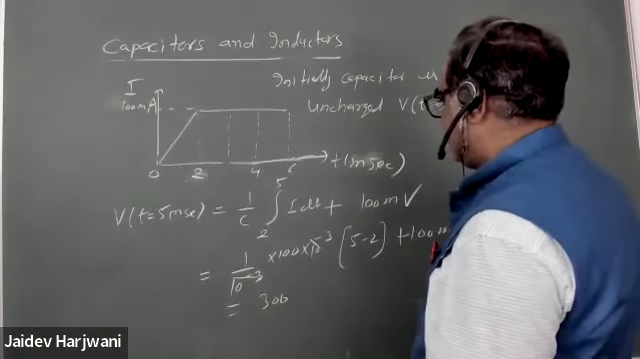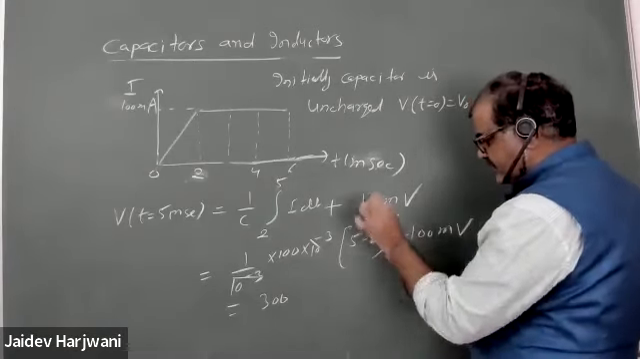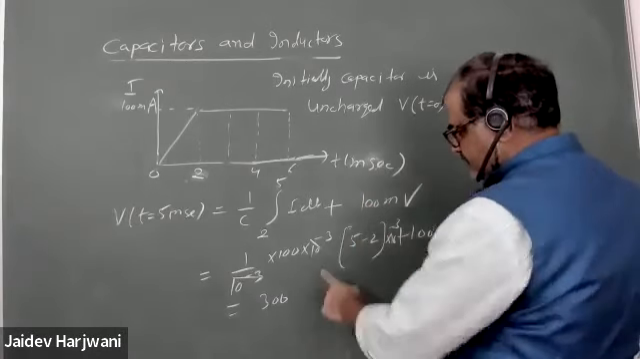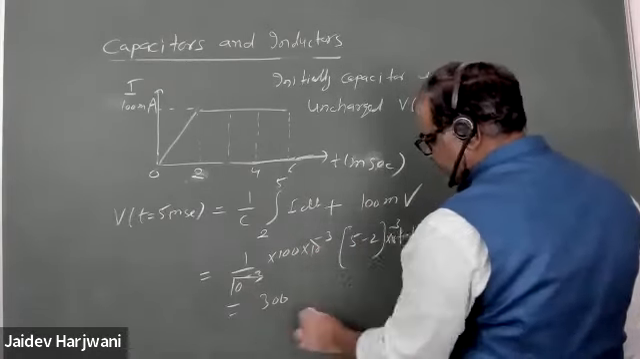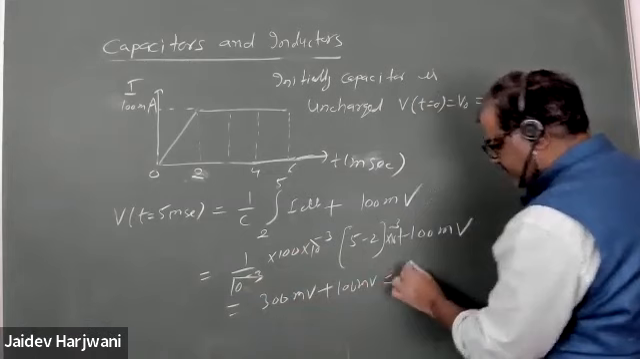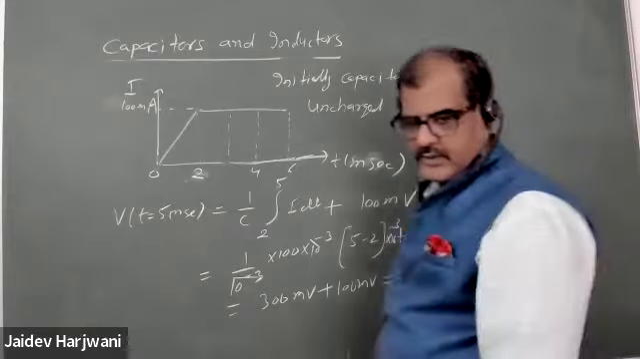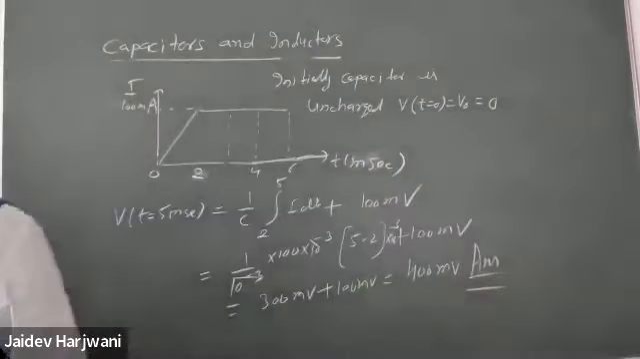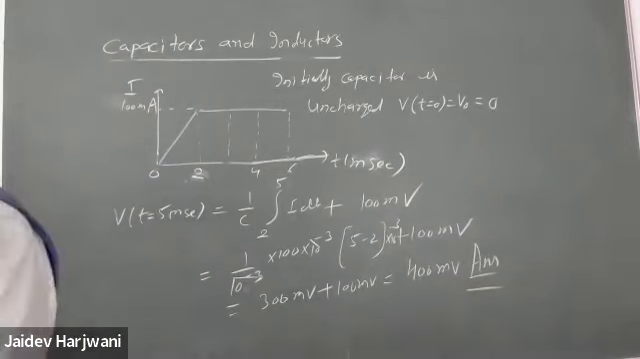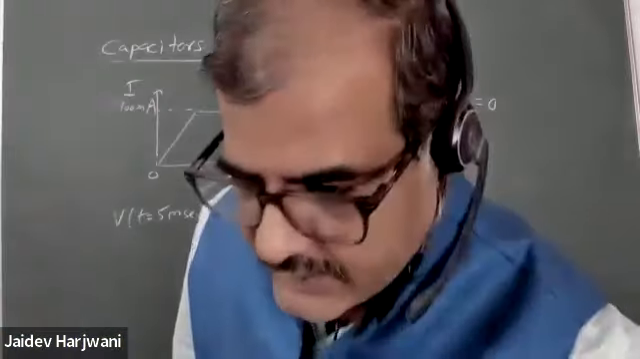Let me, one minute. Okay, so time is in millisecond. Whatever time will come here, that comes as 10^-3. So this current gives 300 millivolt, plus 100 millivolt. So we should get 400 millivolt. So this is the answer. Now you understood how to use this formula. Any doubt in this question?